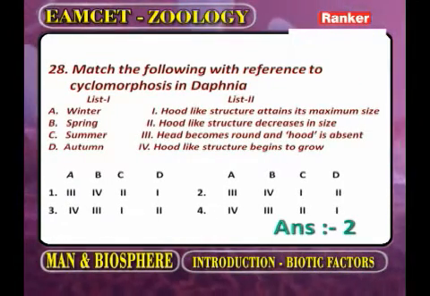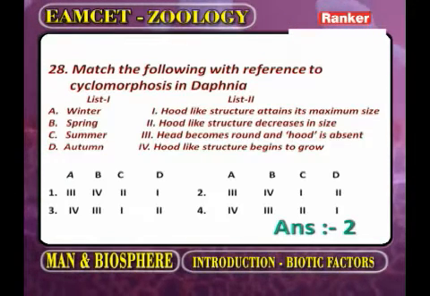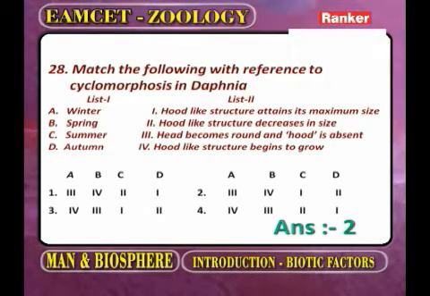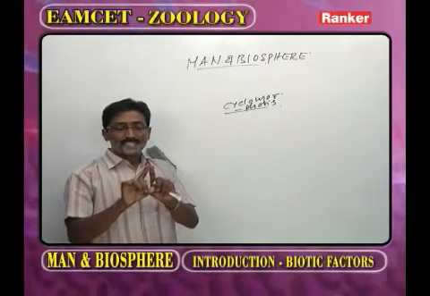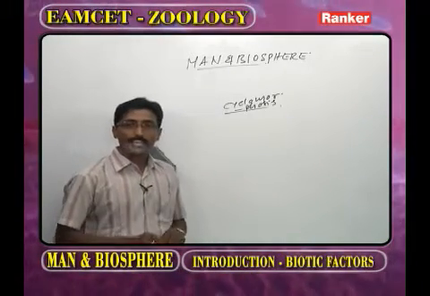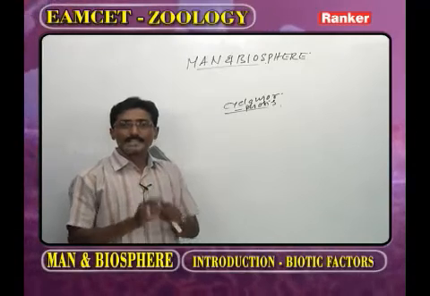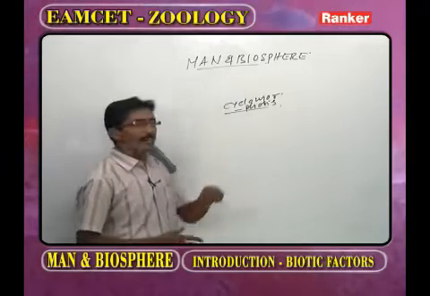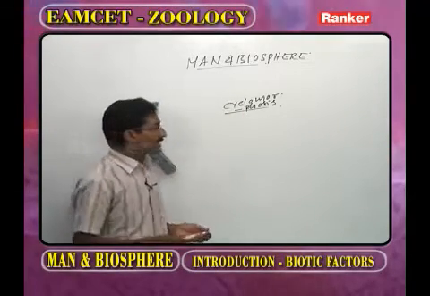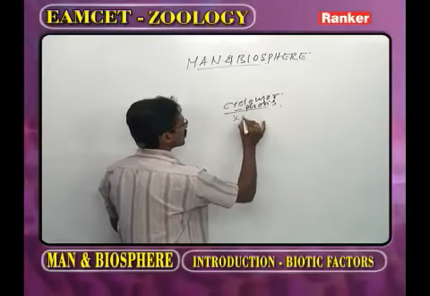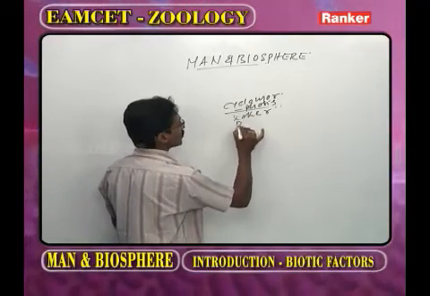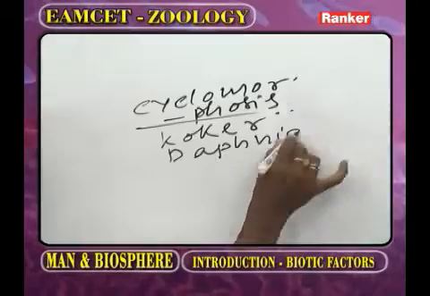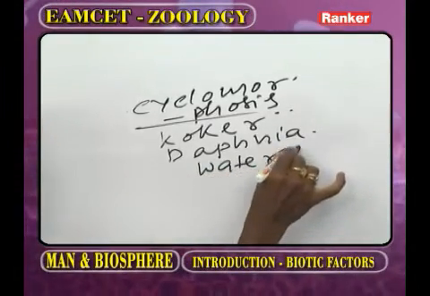Match the following with reference to cyclomorphosis. Now we go for the cyclomorphosis. What is meant by cyclomorphosis? Seasonally, again repeating, seasonal changes occur in the morphology, that we call it as cyclomorphosis. This was explained by a person called Cocker with reference to one example, Daphnia. What is the common name of Daphnia? That is water flea.